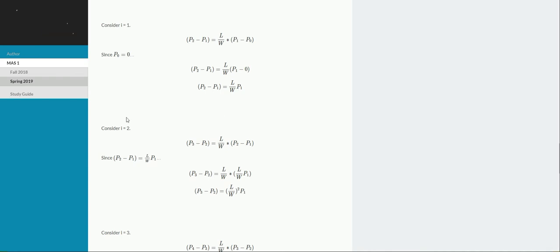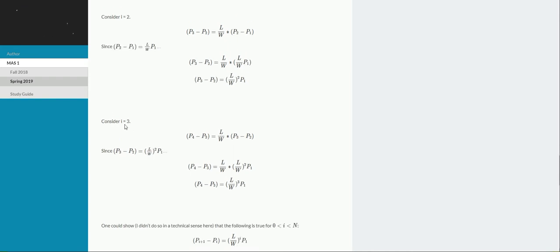We then can just go to the next case, so consider I equals 2. And here we get this equation. But what's neat about this is on the right side we have P subscript 2 minus P subscript 1, which we actually just solved for. It's right here. So we know that that quantity equals L over W times P subscript 1. So all we have to do is substitute that in here, and we get this quantity. And so what you'll see is we're just adding in an L over W factor on the right. So when I was 1, it was L over W to the power of 1. When I is 2, it's L over W to the power of 2.